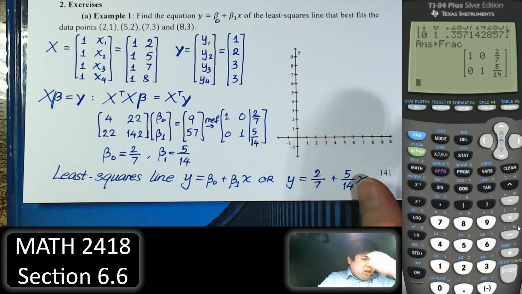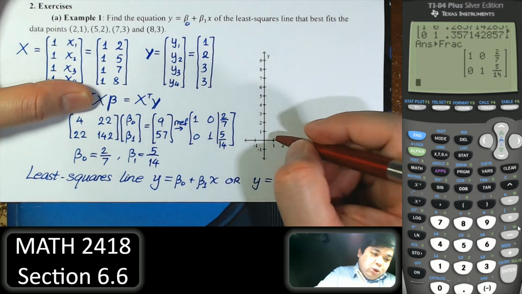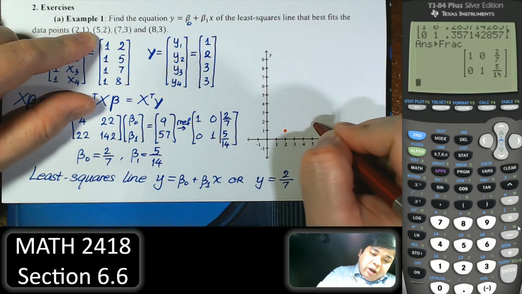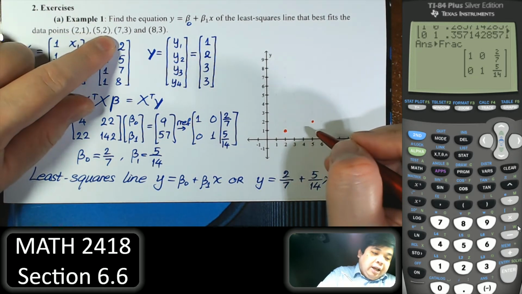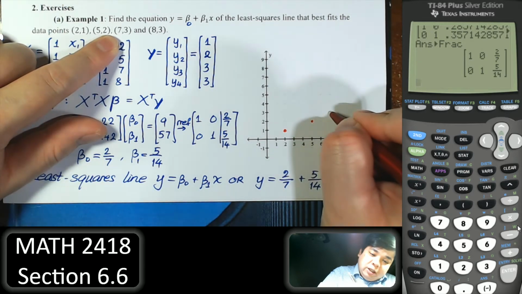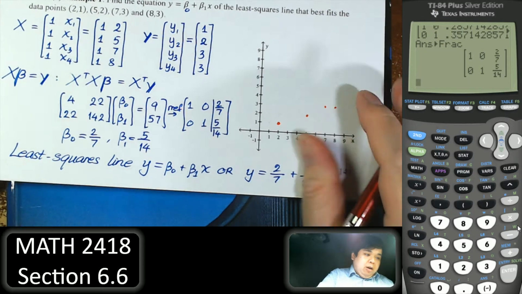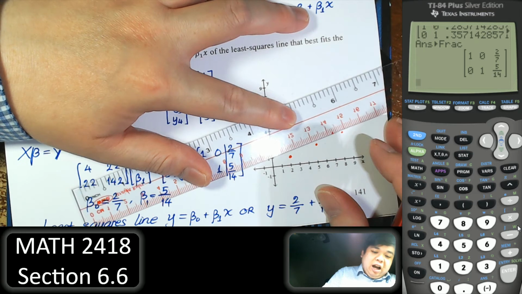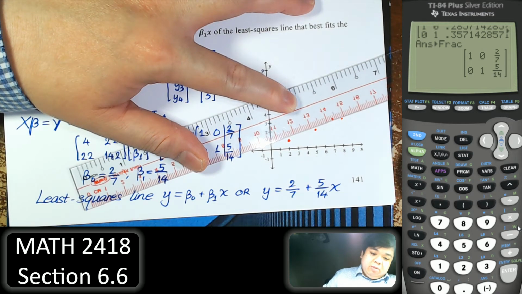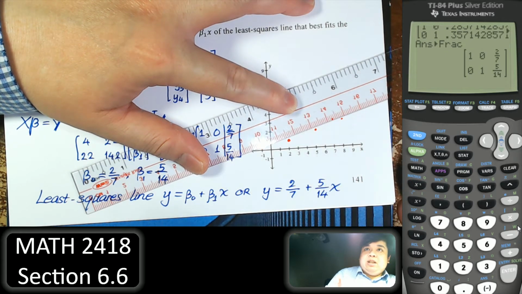And now let's try to make sense of it. We have the point 2 and 1: x equal to 2, y equal to 1. x equal to 5, y equal to 2. And x equal to 7, y equal to 3. x equal to 8, y equal to 3. Of course, we try to find a line that best fits those points. It's not going to work out perfectly, but it will be something like this if we have to guess.